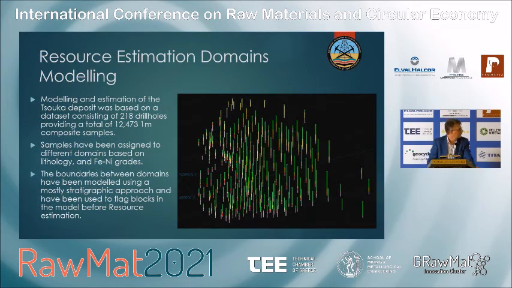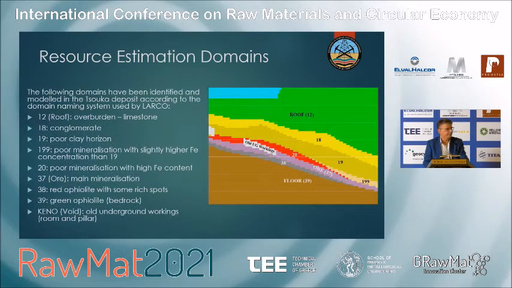The modeling and estimation of the Chuka deposit was based on 218 drill holes, giving a large number of composite samples to use. All the samples have been assigned to different domains based on lithology, and the boundaries between domains have been modeled using a mostly stratigraphic approach, and have been used to flag blocks in the model before resource estimation. And in the image here, this is just a typical cross-section.